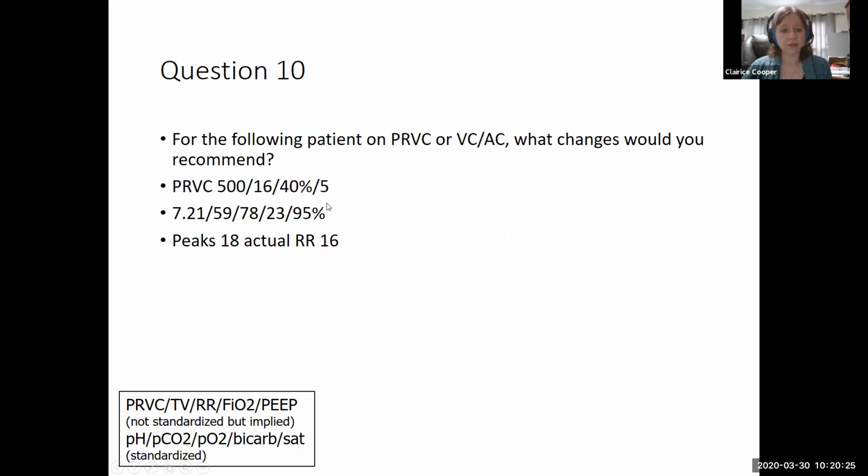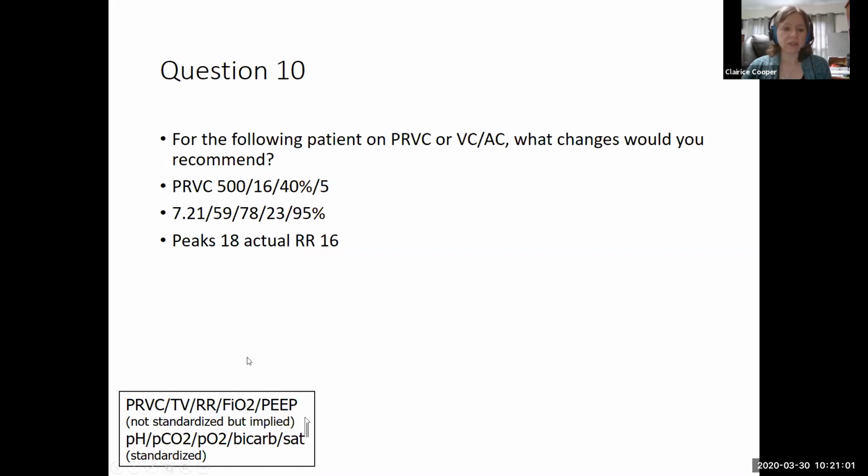This is their gas. Their peak airway pressures are 18 and their actual respiratory rate is 16. Down in the corner here, I have listed the settings and the gas as a reference. The settings are usually implied. We don't usually have to list off every single label because with typical settings, you can tell what they are. The blood gas, of course, is standardized, but still there for a reference for you.